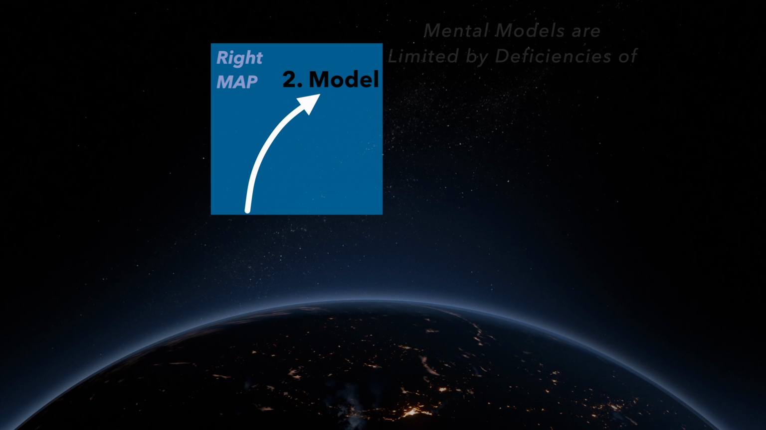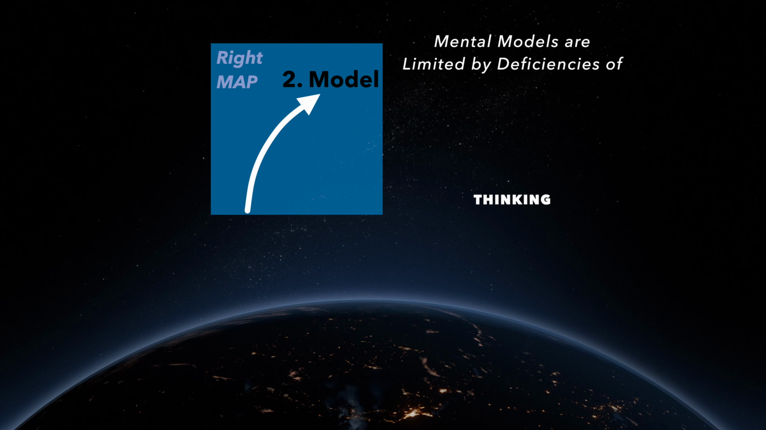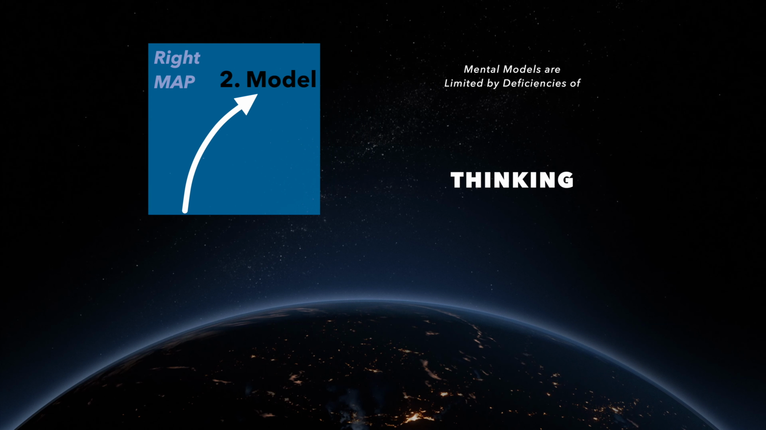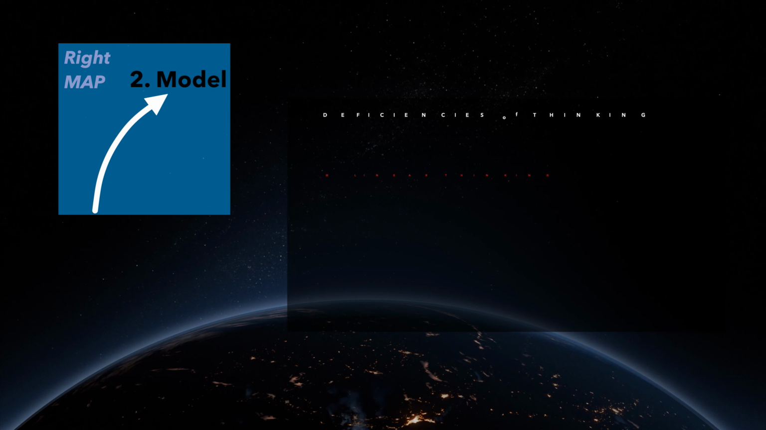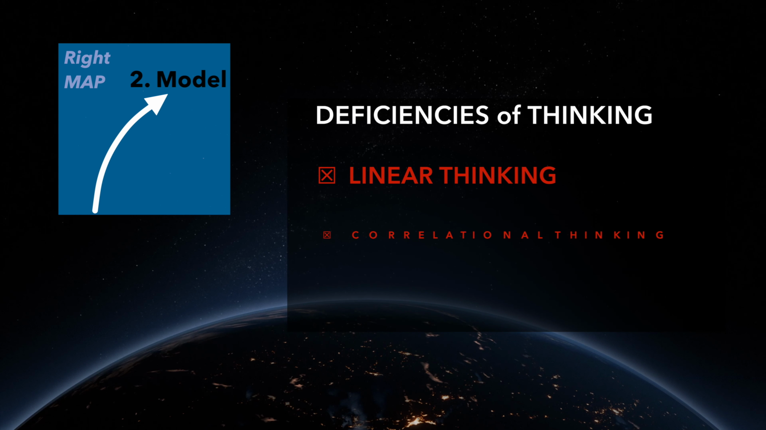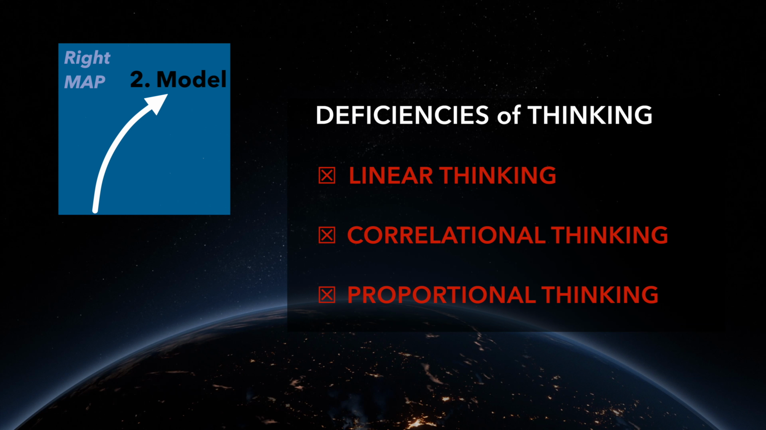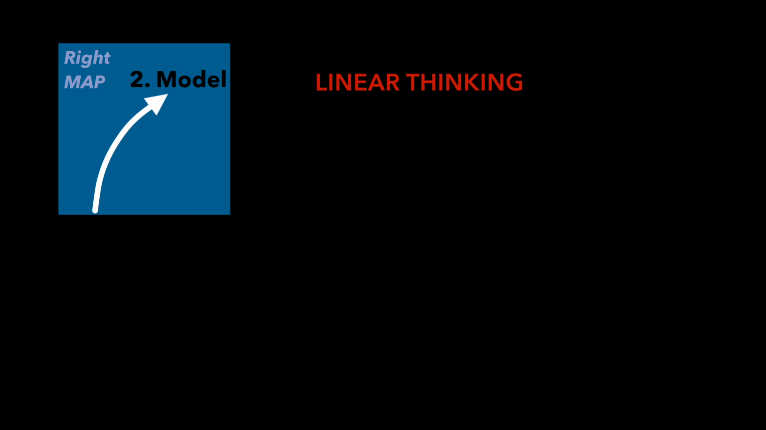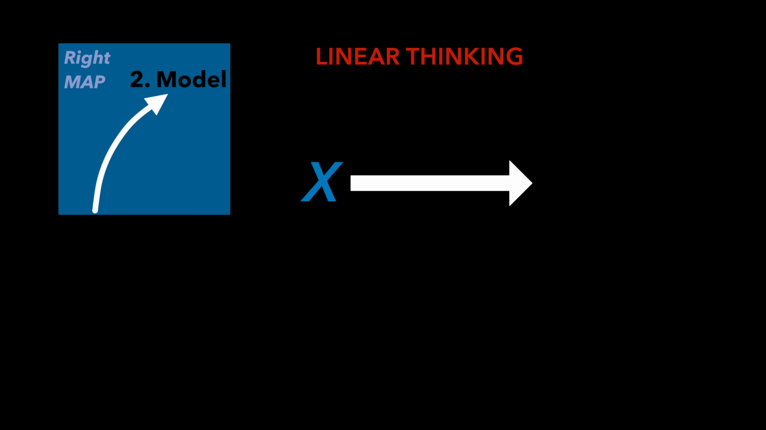Our mental models are often way too limited to be useful. This can happen for a variety of what I refer to as deficiencies of thinking. Here are just a few deficiencies: linear thinking, correlational thinking, proportional thinking. Linear thinking occurs when we assume that causality moves only one way. Algebraically, this is X causes Y thinking. If we want to improve Y, all we need to do is improve X.